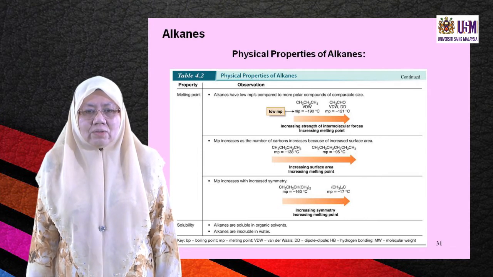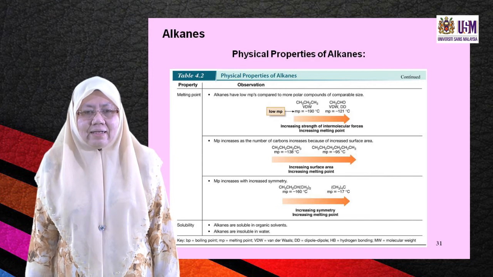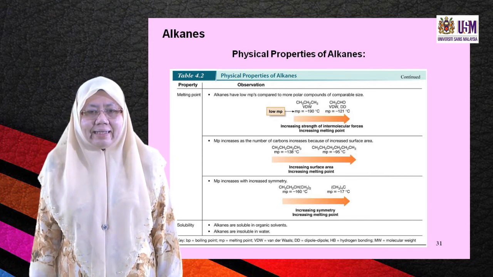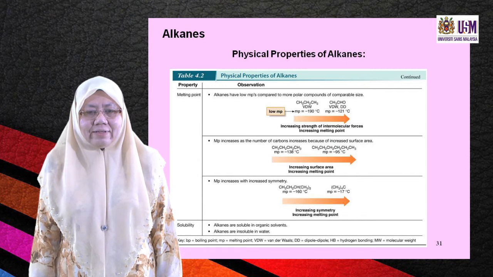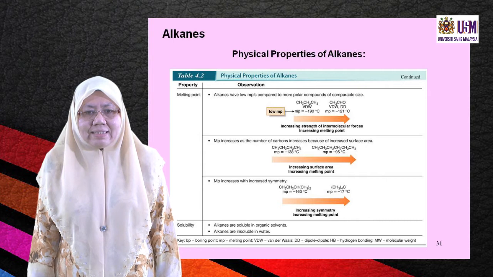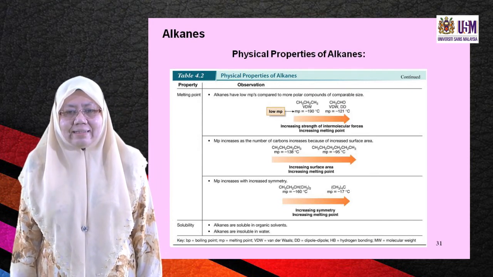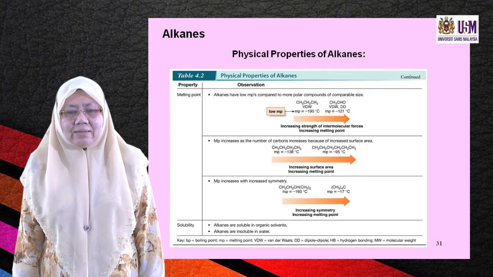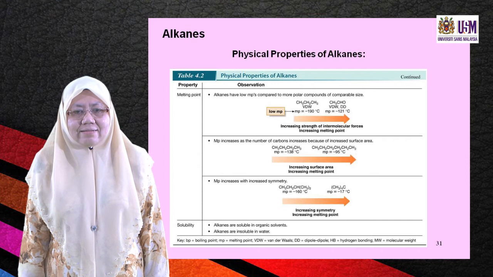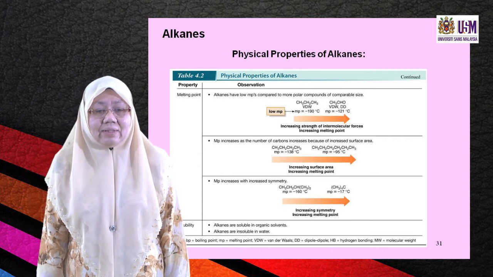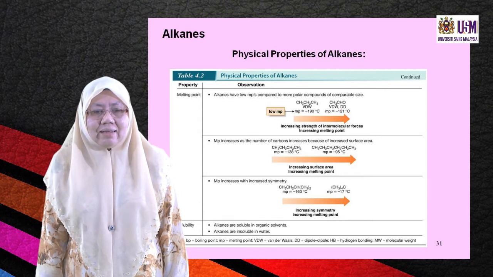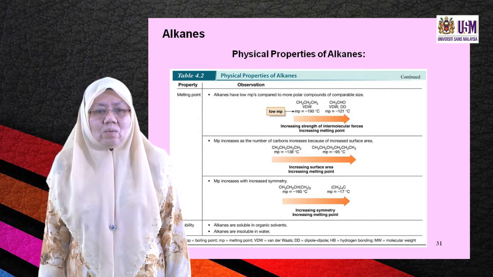When a molecule is more symmetrical, it will have a more close packing and the melting point will also increase. As in the example given below, we see isopentane has a melting point of minus 160 degrees Celsius, whereas neopentane has a melting point of minus 17 degrees Celsius. The next physical property that we are going to look at is solubility. All alkanes are soluble in organic solvents, but they are all insoluble in water.